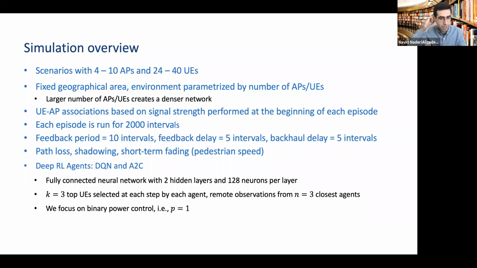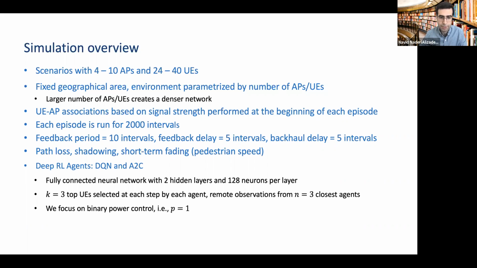And we consider the feedback period to be 10 intervals. So really the feedbacks are updated every 10 intervals. And also in terms of the delay for the feedbacks, we assume that the feedback delay between the user and its own access point is 5 milliseconds, and also an additional 5 milliseconds for the backhaul delay for exchanging the observations between different agents.